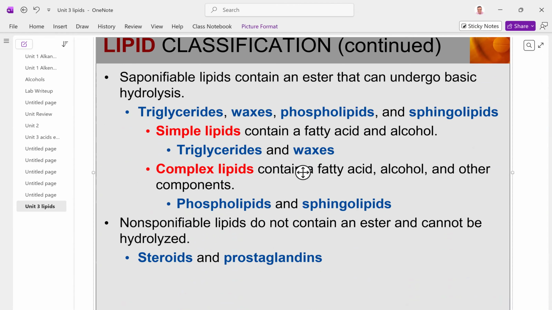So simple lipids contain a fatty acid and an alcohol. They can be a polyalcohol or a monoalcohol. Monoalcohols produce waxes. Polyalcohols produce TGs, or triglycerides. Complex lipids contain other things, like phosphorus is the main one.